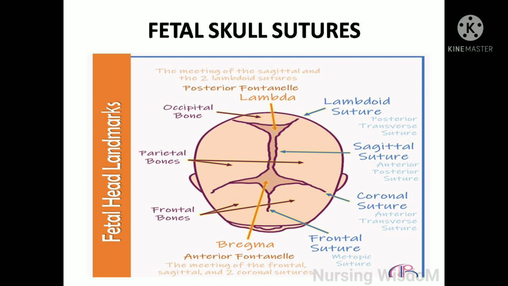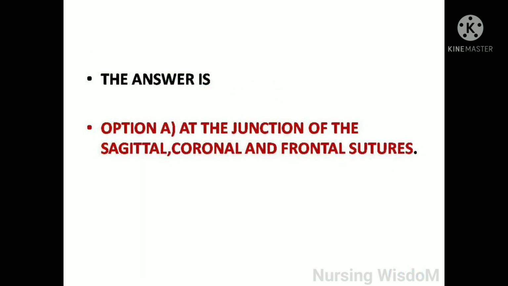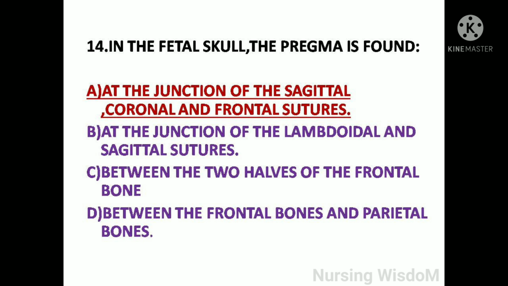Bregma is the anterior fontanel. It is formed by the meeting of frontal, sagittal and two coronal sutures. Lambda is the posterior fontanel. It is formed by the meeting of sagittal and two lambdoid sutures. So here the answer is option A, at the junction of the sagittal, coronal and frontal sutures. In the fetal skull, the bregma is found at the junction of the sagittal, coronal and frontal sutures.